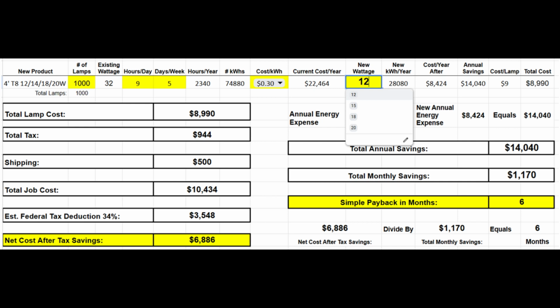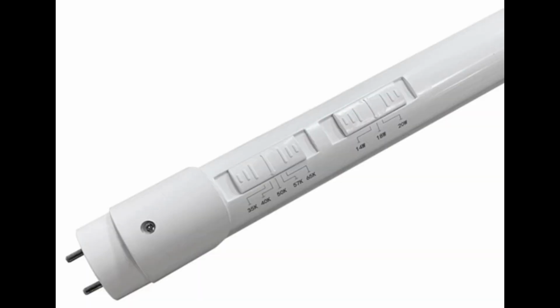You can choose a higher wattage on the drop-down menu, but 12 watts produces the same amount of lumens as their old 32-watt tubes. These new LED lamps allow you to choose via dip switches what color you want the lamp, warm or cold, and what wattage you want, 12, 15, 18, or 20 watts. The customer can choose all of that later.